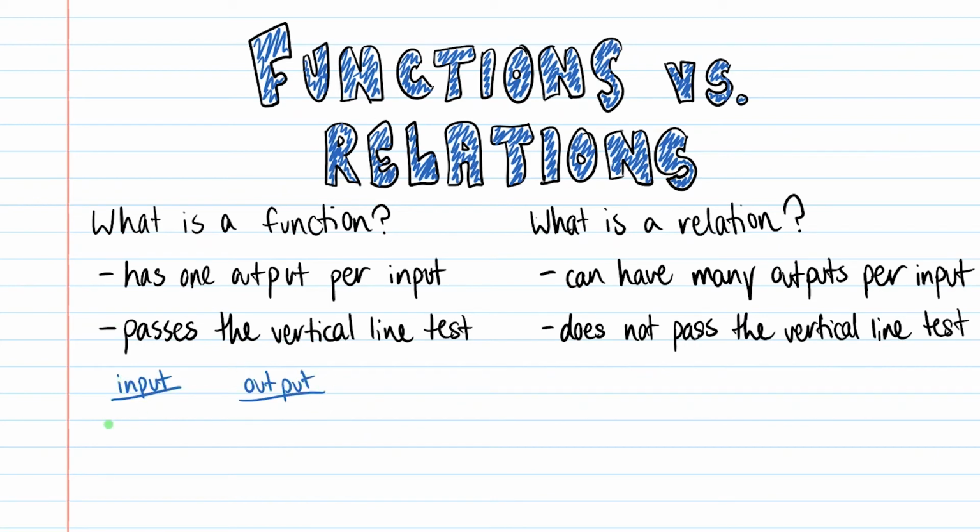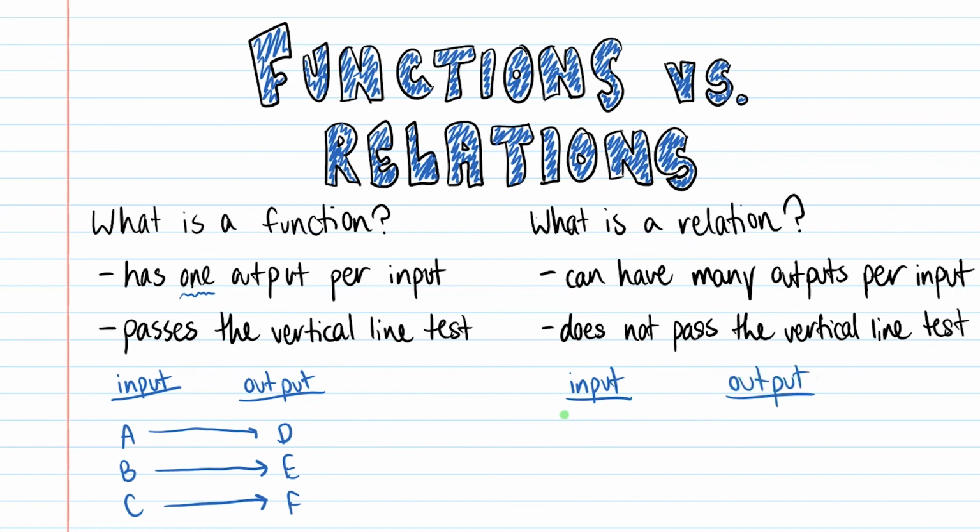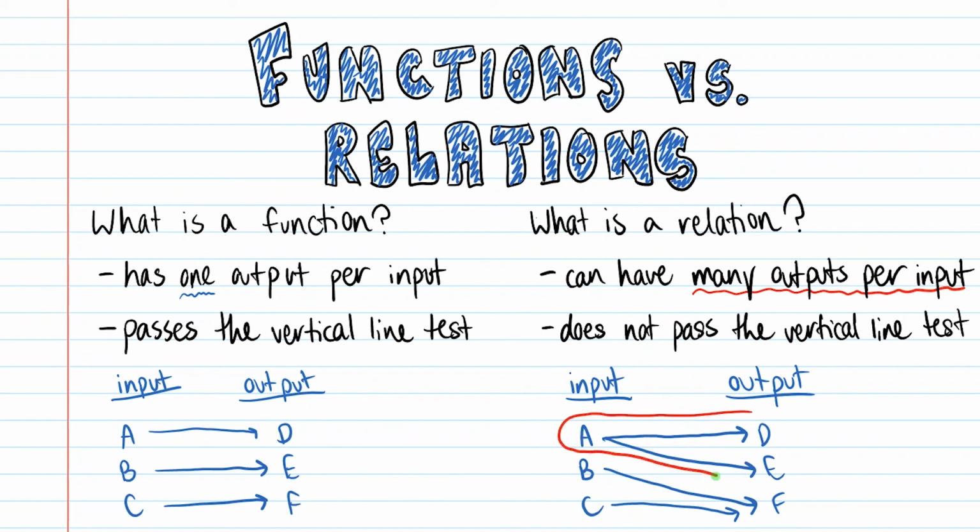So here's another way to understand these. Let's say we have input A, B, C and output D, E, F. For a function, we can only have an arrow going from one input to each output, even if they're crossing or out of order like this. Versus a relation, if we have an input A, B, C and an output D, E, F, A could go to two different outputs like D and E. And so that's an example of one input having many outputs, which is what makes a relation a relation.